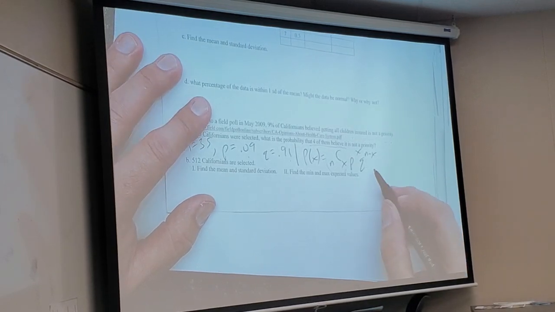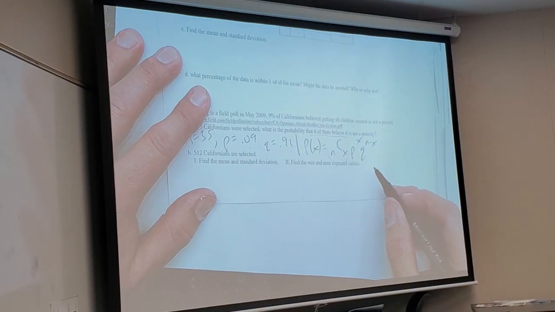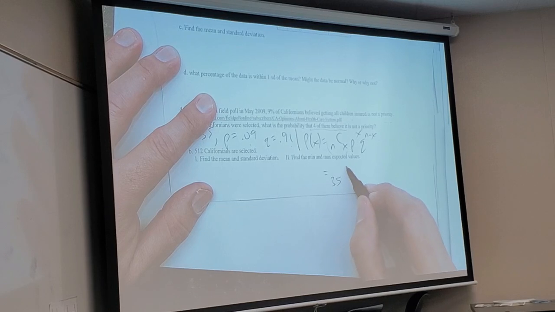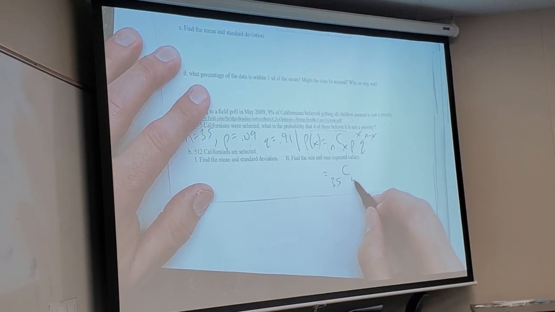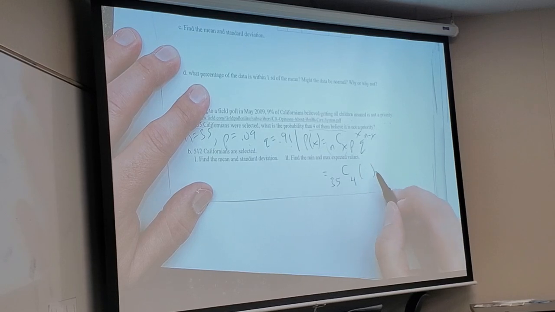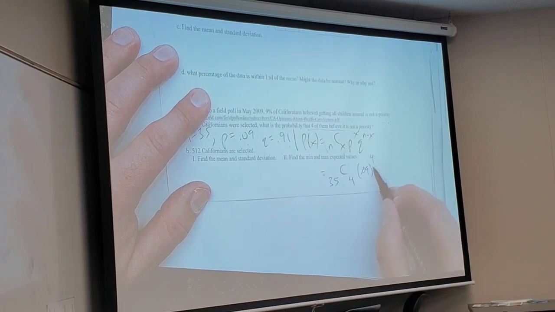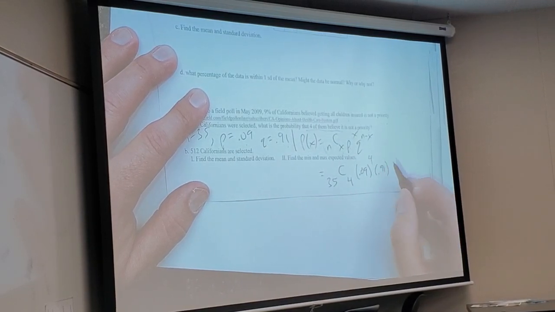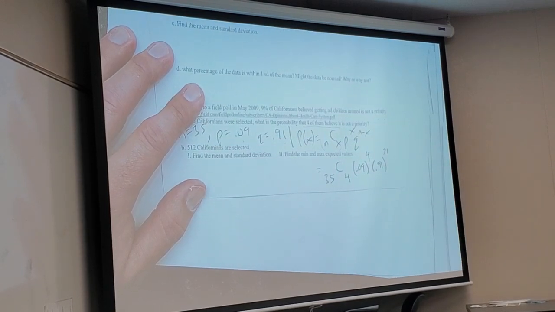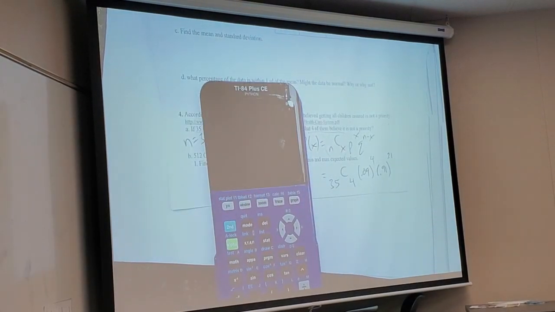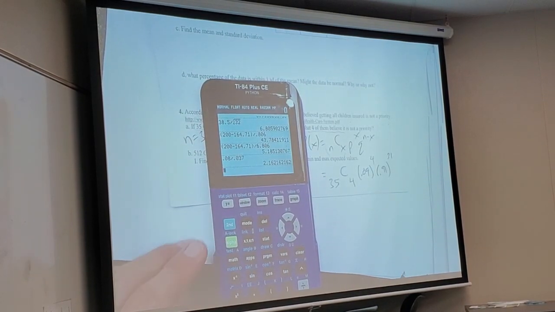Let's set up the formula first. I don't even know what I'm shoving in there yet. So what goes where? What do I put here? 35. So I've got 35 people. I want to choose how many? Four. P was 0.09. This is why this formula is really nice. I want four successes. So how many failures do I want? 31. All right. Now that we have a formula, we could put that in there.